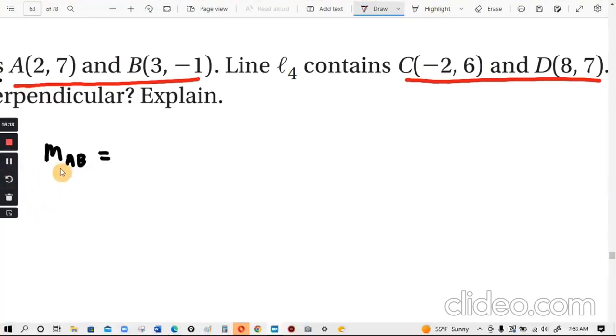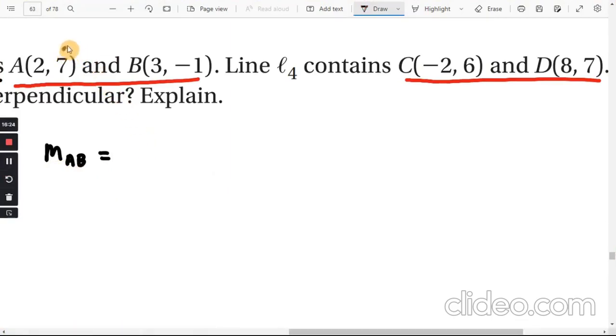So let's start with the slope of AB. Okay, first we're going to do change in Y. So I'm going to do 7 minus -1.